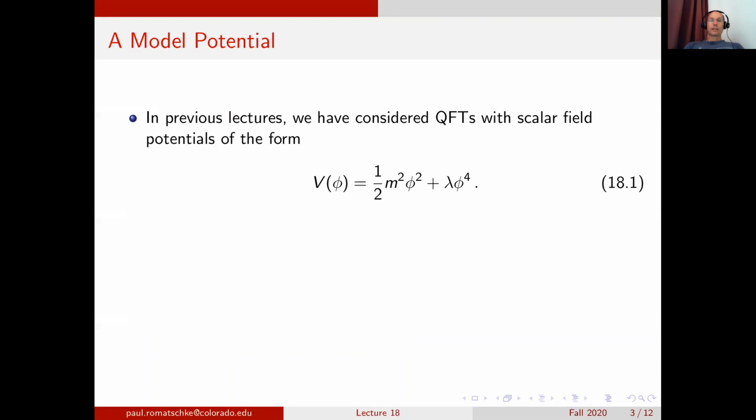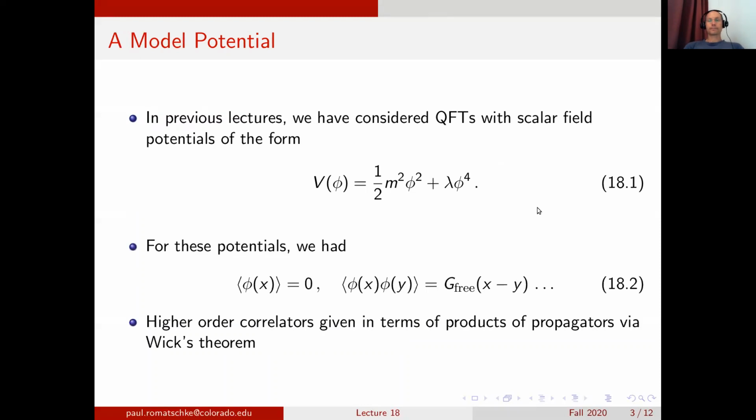In several previous lectures, we've considered quantum field theories with a scalar field that has an interaction potential of the form that is quadratic with a mass and a phi to the 4 term. We set up perturbation theory for these systems, and we had that the expectation value of the field was vanishing, and the expectation value of the two-point function was given by the free Green's function. Higher order correlators were given in terms of products of propagators using Wick's theorem.